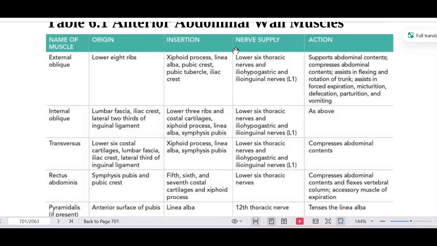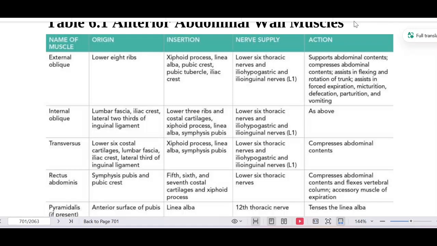Now what is basically the function of the external oblique? The external oblique basically stores our abdominal contents, and on contraction it also compresses them. That means it assists in the flexion and rotation of the trunk. When we move downward to pick an object, the external oblique muscle compresses our abdominal contents, preventing them from falling in the front, because there is no bony framework.